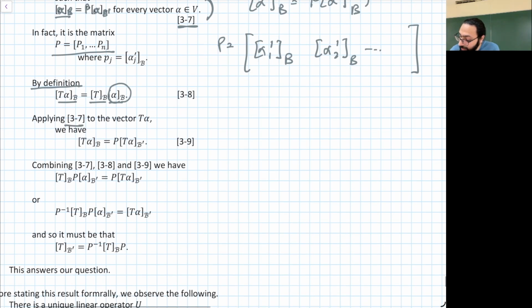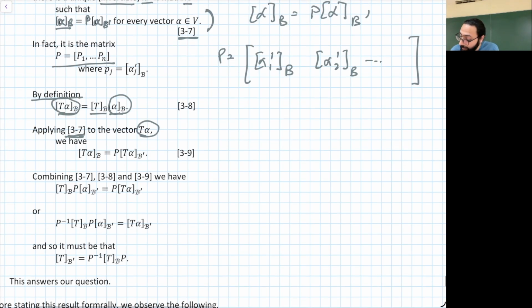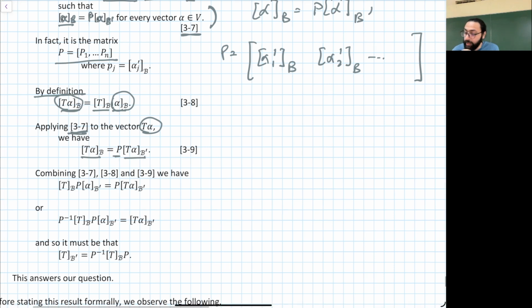So you apply 3.7 on the vector T alpha. On this vector, we're going to apply this equation 3.7. So T alpha in B would become P times T alpha in B prime. We just changed the basis from B to B prime. That's all we did. And we know we can do this using the operator P. Is that okay?